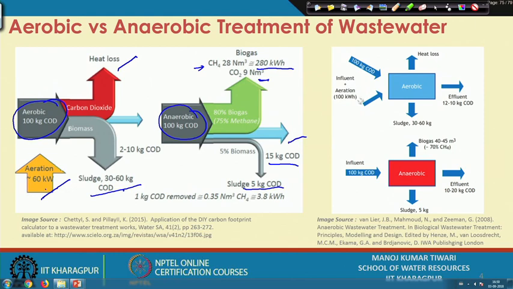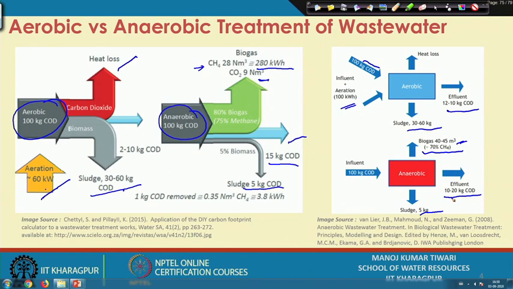Here, with a 100 kg COD inflow, the power requirement for oxygen was estimated to be around 100 kilowatt hour, then heat loss and effluent 10 to 12 kg, and sludge 30 to 60 kg. Whereas in the anaerobic case, 60 to 70% is methane. The biogas volume is 40 to 45 meter cube, 10 to 20 goes to the effluent, and 5 goes to the sludge.